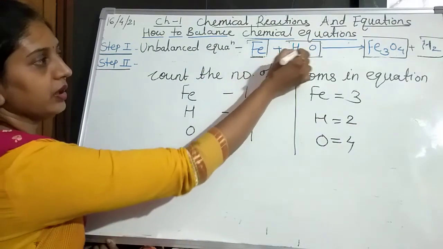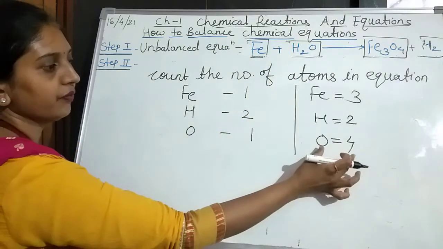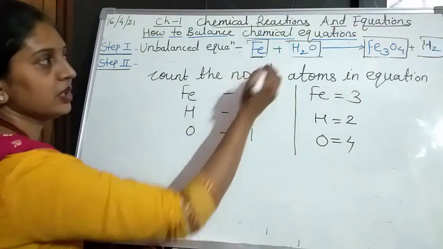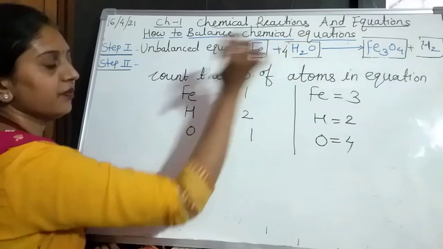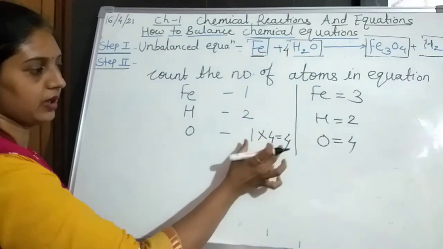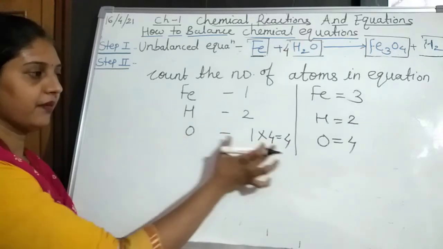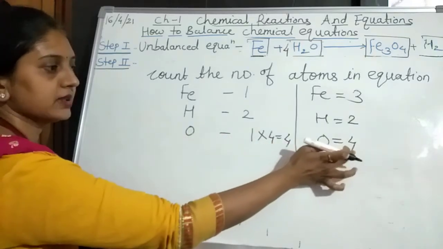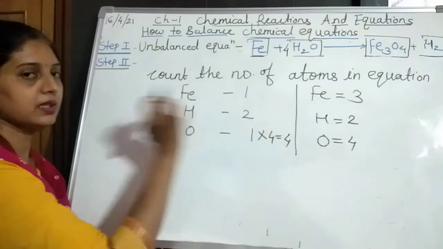There are 4 atoms of oxygen on the right hand side, so we have to write 4 on the left hand side. So we multiply it by 4, that gives 4 oxygen atoms. Now there are 4 on the left hand side and also 4 oxygen atoms on the right hand side in this equation.